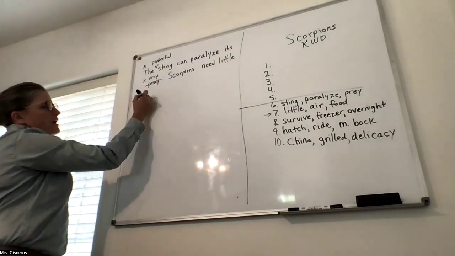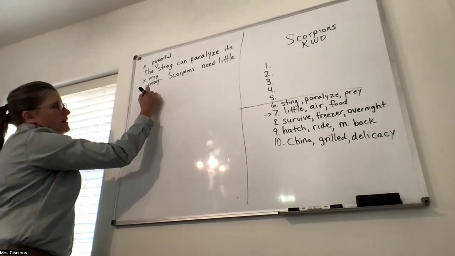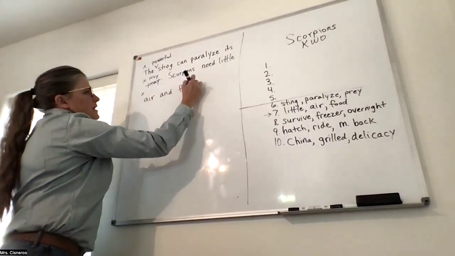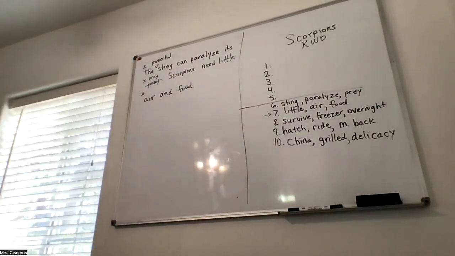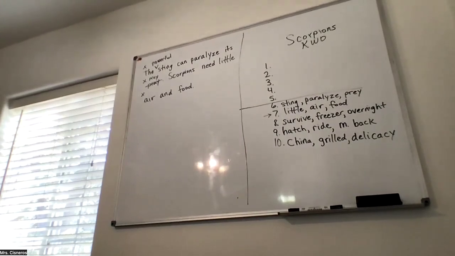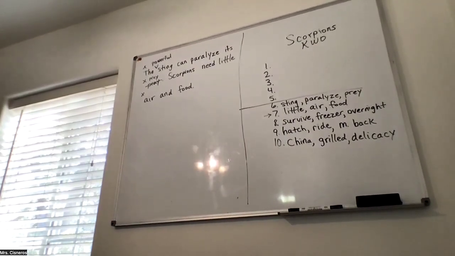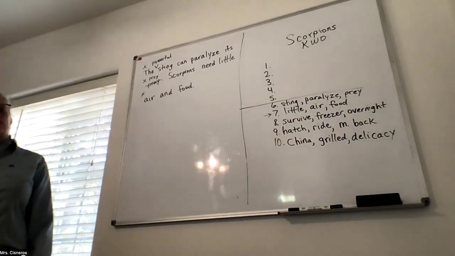Don't forget to skip a line. Air and food. If you mess up on anything, remember, don't erase. You could draw a line. Scorpions can live with... Yes, you can say that. Go ahead and put that for yours. That's a good one. Right after that period there.